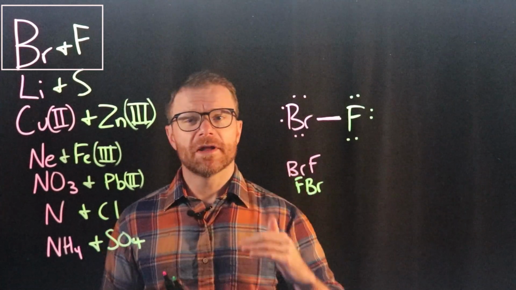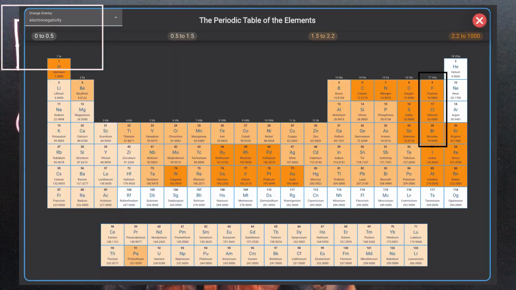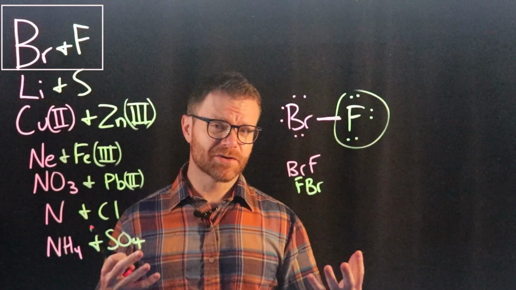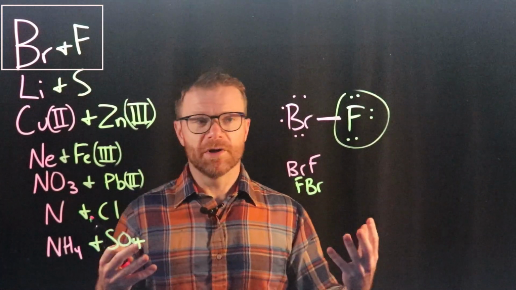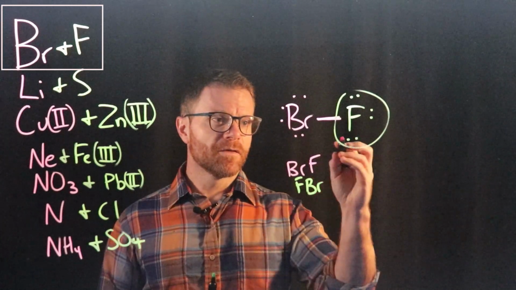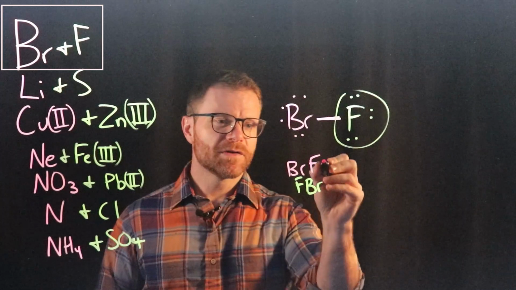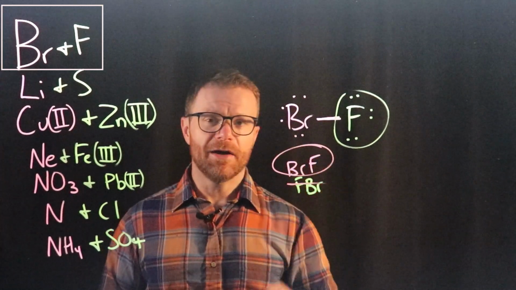Fortunately, we also know that electronegativity increases as you move up a column. So at the very top of that column, you'll see fluorine. So fluorine is the most electronegative halogen. It's pretty much the most electronegative element in the periodic table. So fluorine's more electronegative. We put the less electronegative element first, so that means this is BrF.